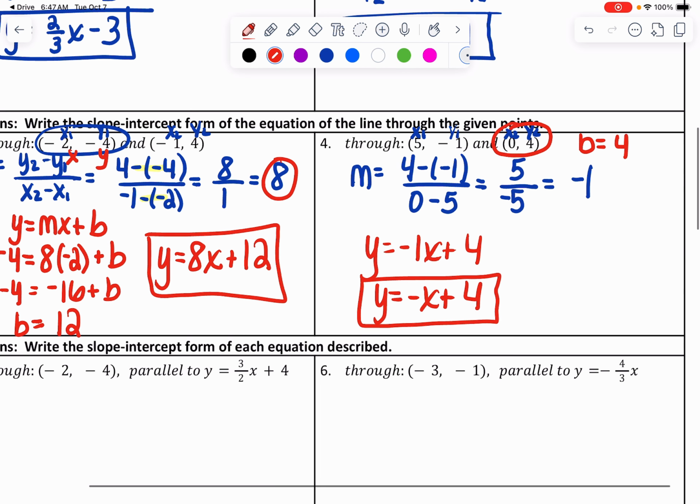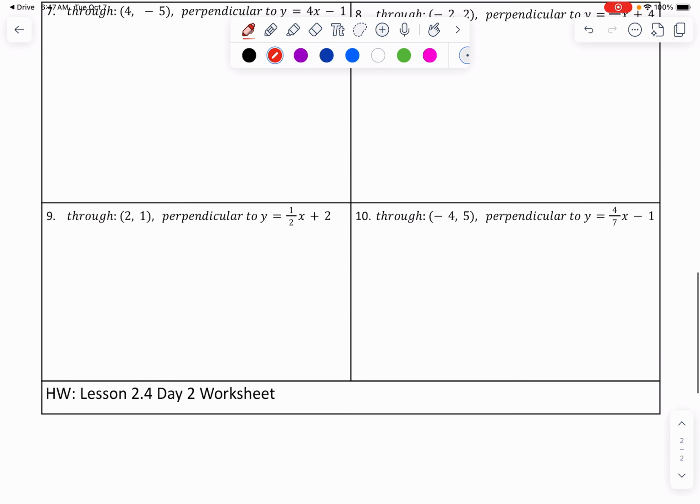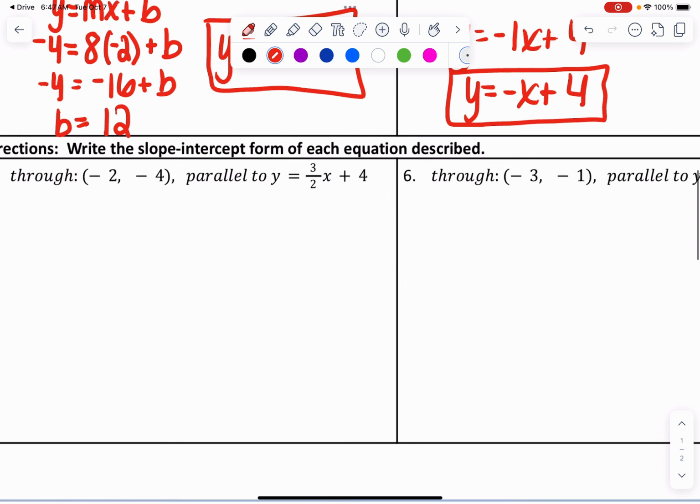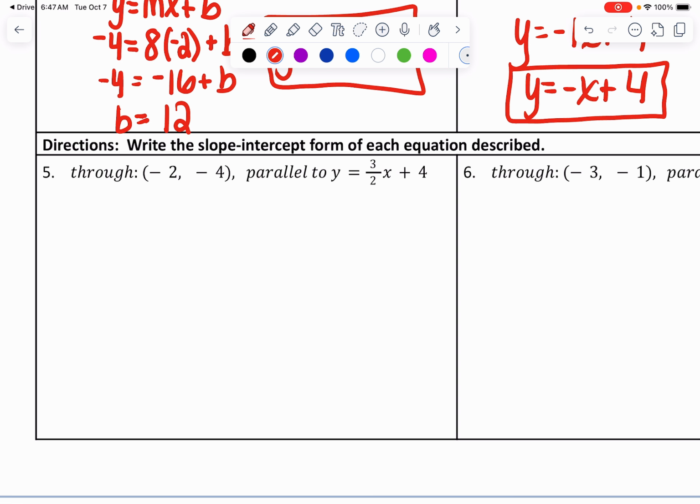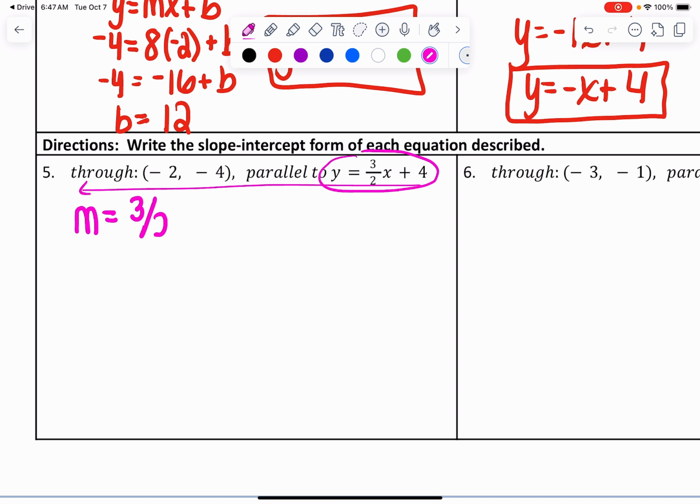Okay, so here's where we're gonna interchange, and this is what we're gonna do the rest of the time. It says write the slope-intercept form for each equation described. So here's what the question will read. It'll say through the point -2, -4, parallel to the line y equals 3/2 x plus 4. You're actually gonna start by reading this way. I'm going to do it in a different color. So what I'm going to start off with is just looking at this line, you're going to figure out the slope. The slope of this line is just what number is sitting in front of x. So in other words, the slope would just be 3/2.